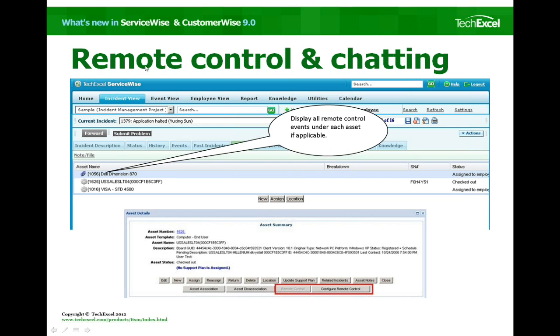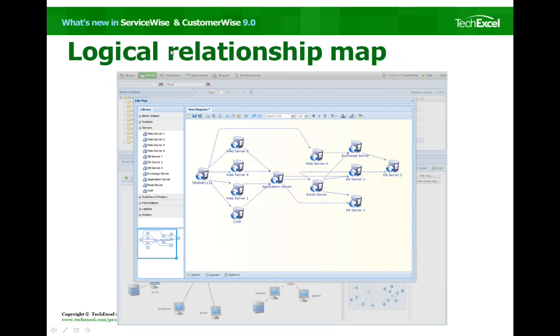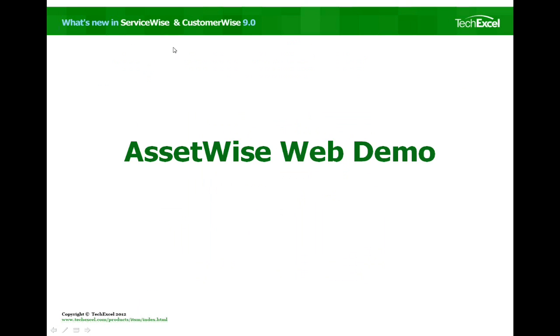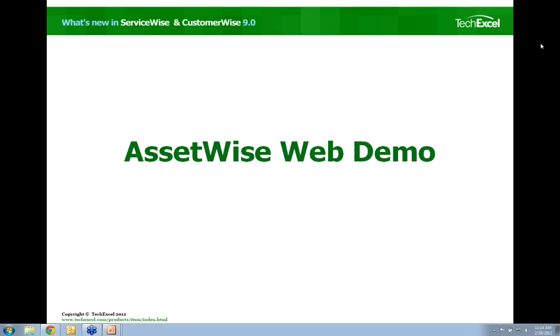Additionally, Yuxing will be showing you both the remote control functionality as it relates to VNC Viewer that you might have here, and also the logical relationship map. And so with that, I'm going to turn it back over to Yuxing, and Yuxing is going to show you AssetWise Web.